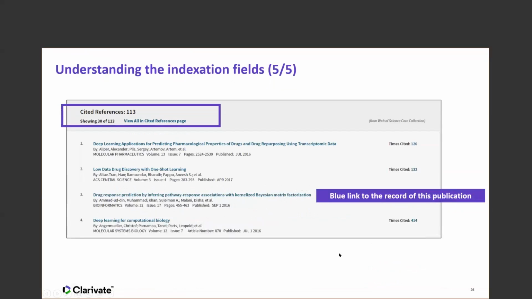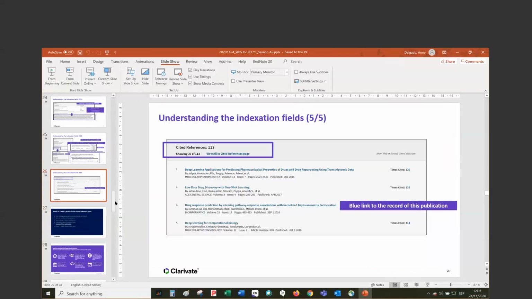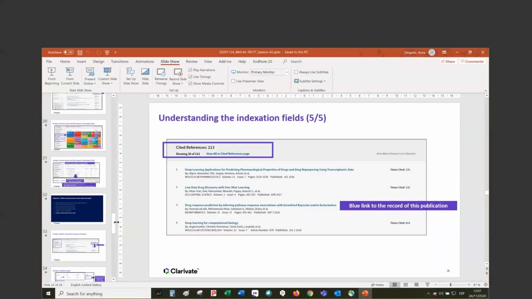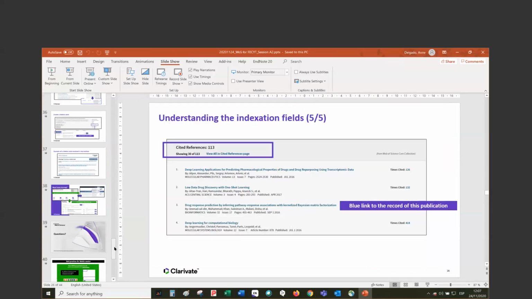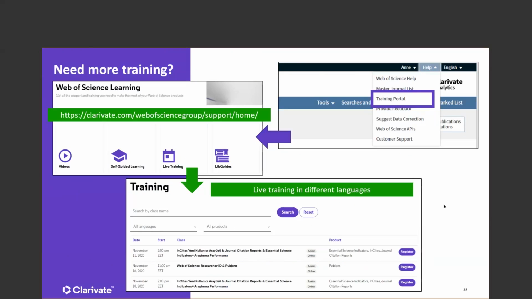And what does it look like? Let me escape. I'm going to show you an example. The example is here. This is the type of email that you're going to receive. In this case, it was 5 citations, so 5 citations at the same time for one of the papers. Okay, so we have done the content of today.